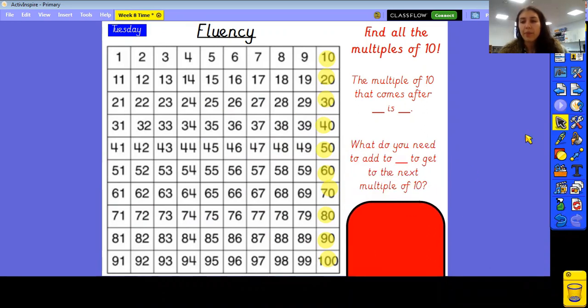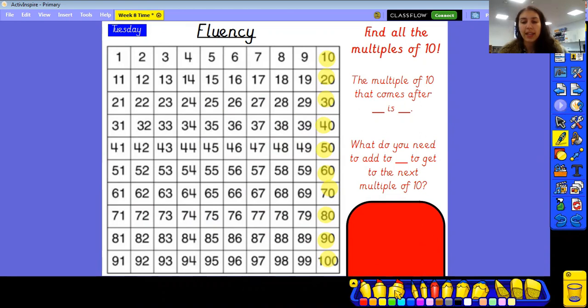So if I keep one of my numbers highlighted, so this time let's say 16. What multiple of 10 comes after 16? Well done if you said 20. Now my next question is, what do I need to add to 16 to get to 20? Well, I can see that I need to add 1, 2, 3, 4. So 16 add 4 is equal to 20.